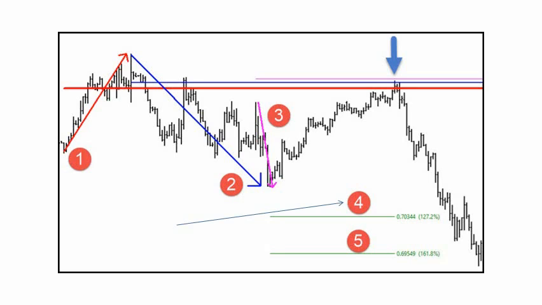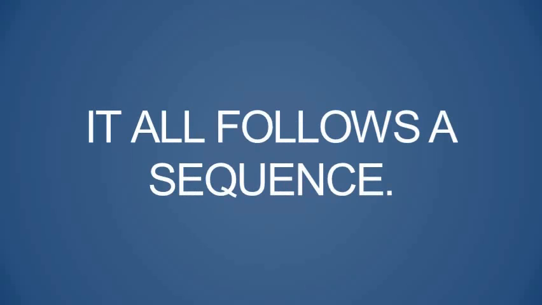Number five, this represents extended targets of 161 and not shown. However, price does bottom out about 40 pips below the 200% mark. Now you can see that everything that we've covered has been applied to this example. So it all follows a sequence, starting with symmetry projections. We roll through each tool and we see if there's a confluence of levels lining up so that we can zero in on a zone of opportunity.